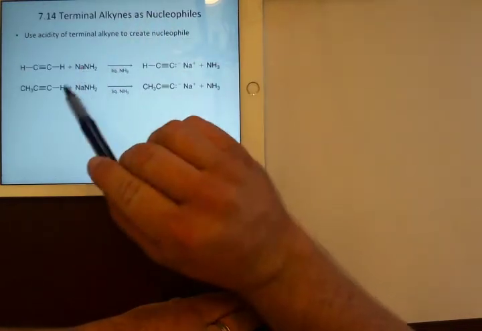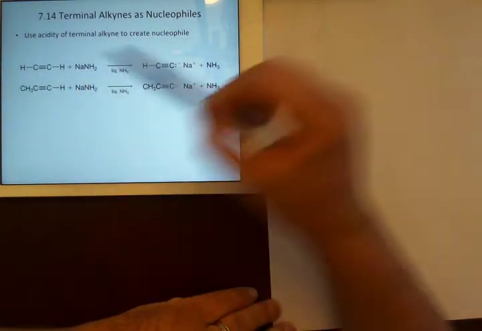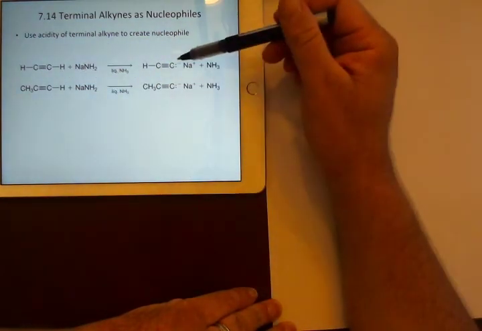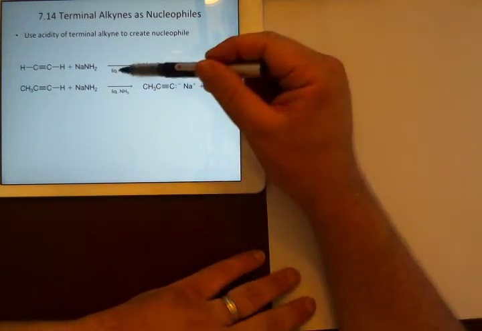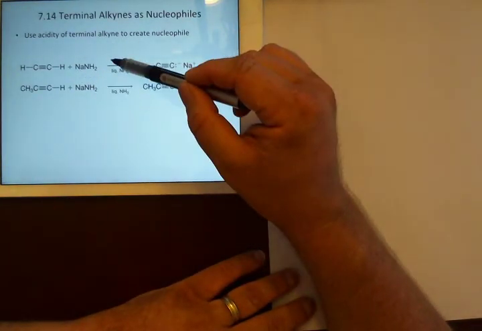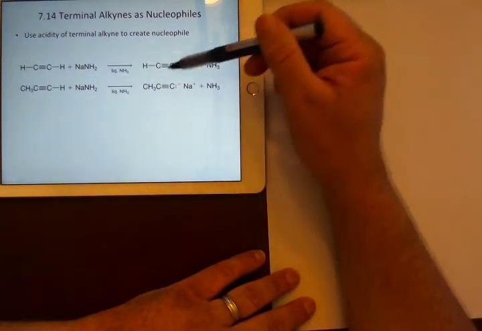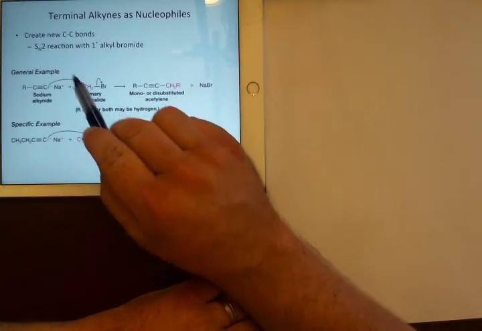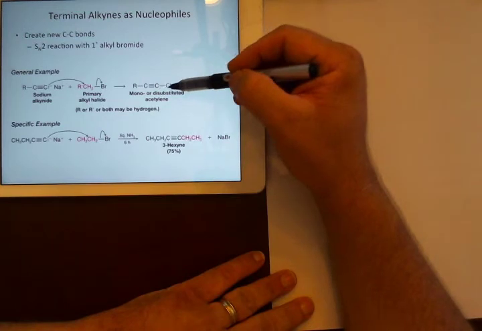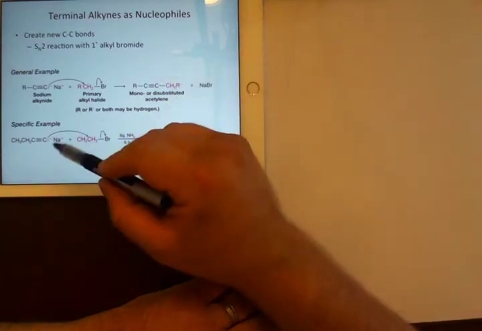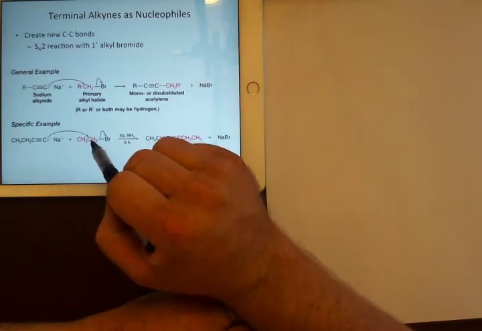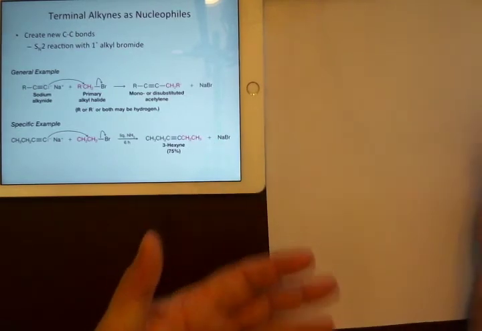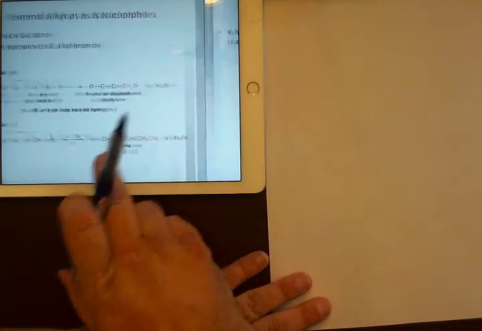The other thing we can do with this is use it as a nucleophile. If you rip off this hydrogen, because it's so acidic, by throwing in sodium amide, you make this, which is a really nice nucleophile. You can react this with a primary bromide to make a new carbon-carbon bond. This one here is a primary bromide, and so now you've added two extra carbons, which is what this course is about. It's about making carbon-carbon bonds.